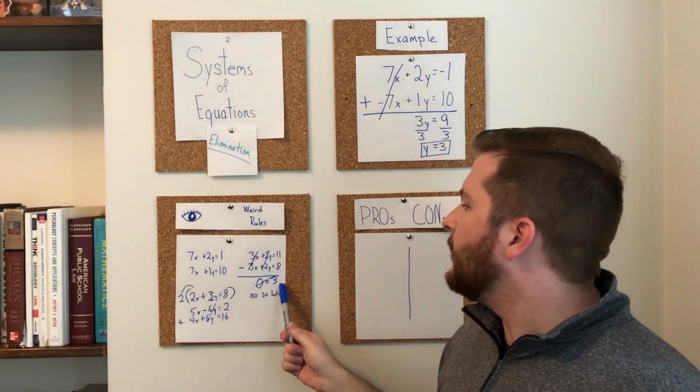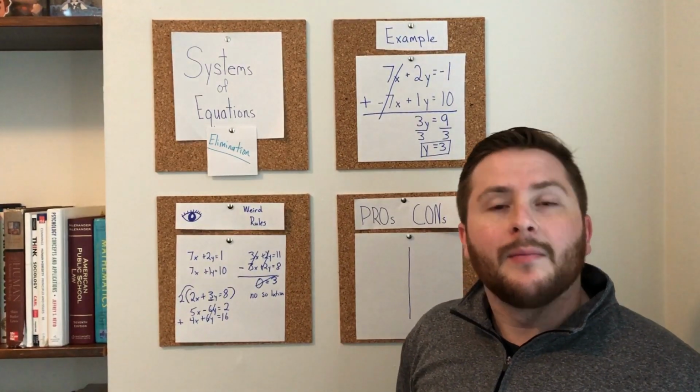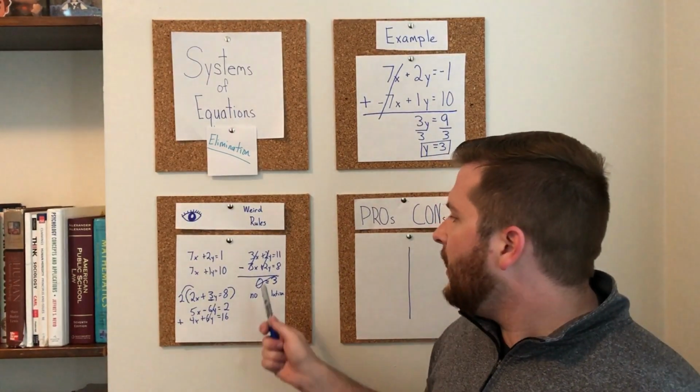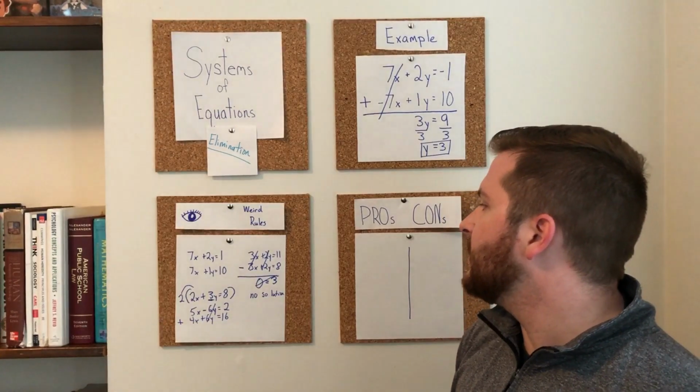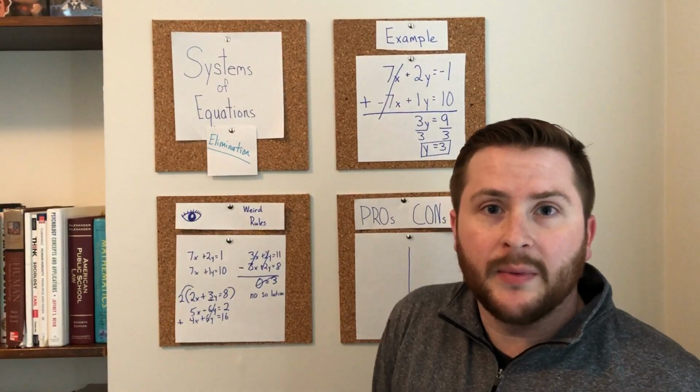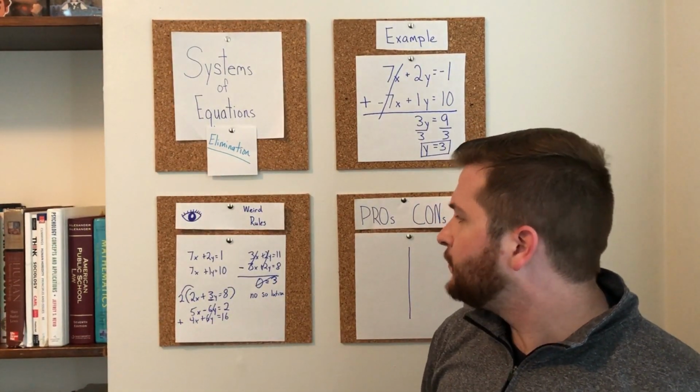If I were to get the same thing, then we would say infinitely many solutions, okay? If the 3 was equal to a 3. In this case, it's not. Or a 0 equal to a 0, it would be infinitely many solutions.